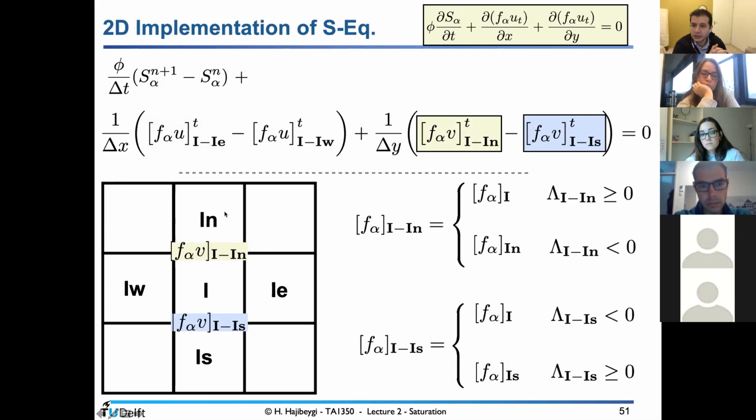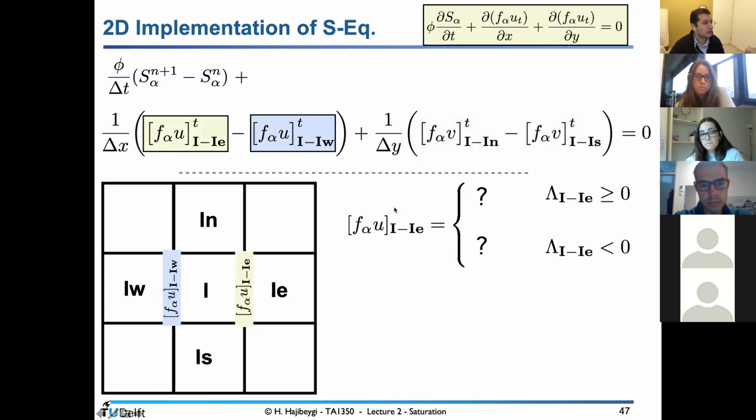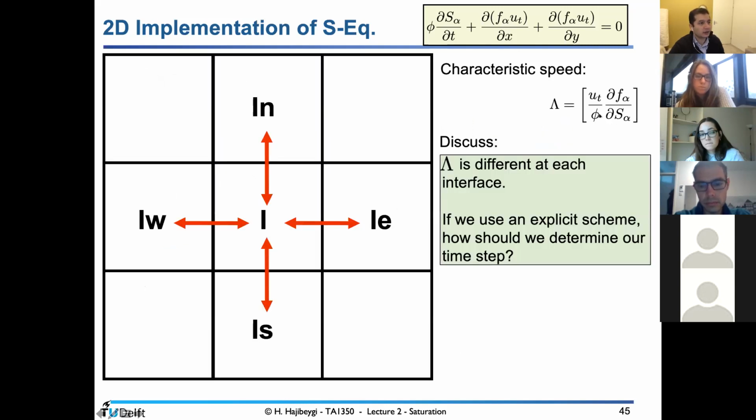One last question. To calculate characteristic speed at every cross section, you need to go to the characteristic speed calculation, which is given here. Velocity is given to you. You need to find out the value of the derivative of fractional flow. What would be the derivative of fractional flow at this interface?